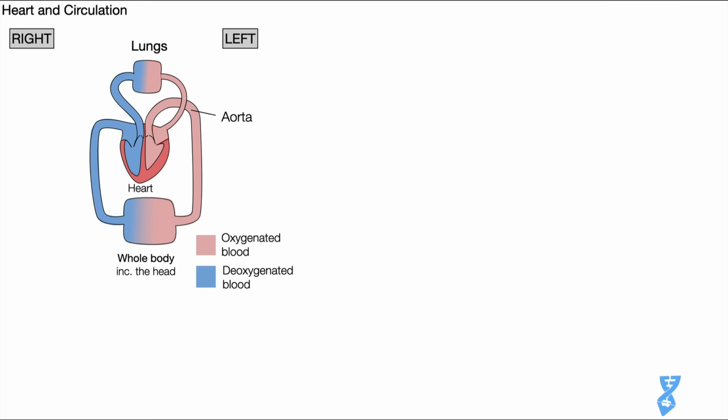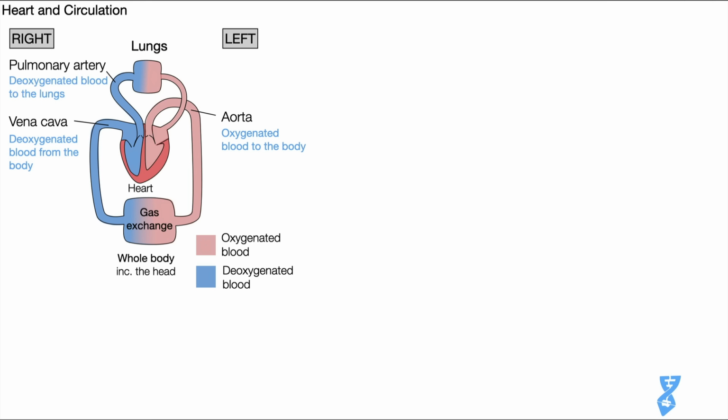This major blood vessel coming out of the heart is called the aorta, and this carries oxygenated blood to the body. Once the blood gets to the body, we have some gas exchange, and then the blood goes back to the heart and enters it via the vena cava. This carries deoxygenated blood from the body. This is the pulmonary artery. It goes from the heart to the lungs, carries deoxygenated blood to the lungs.